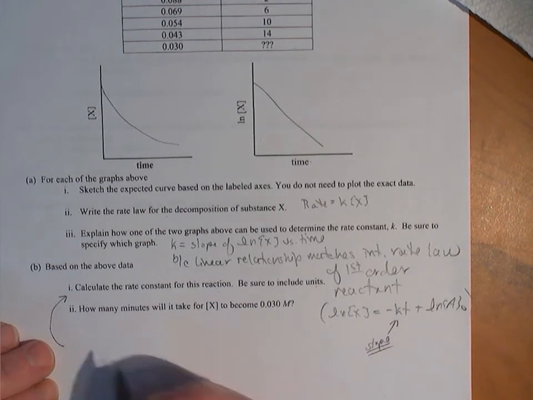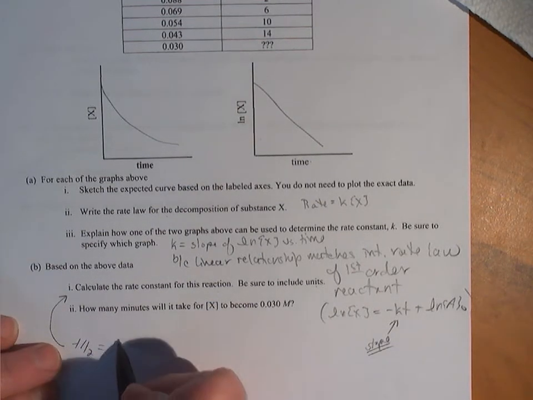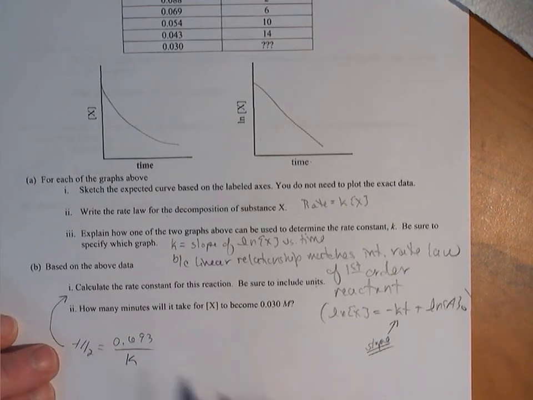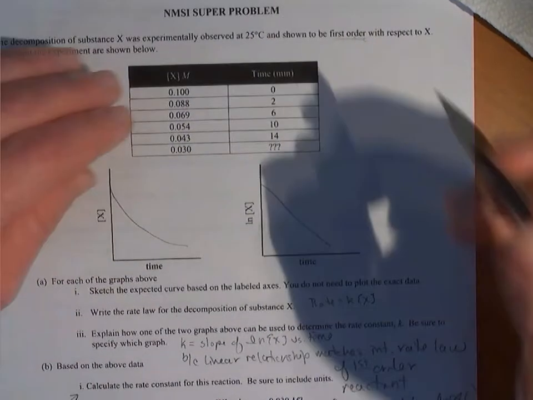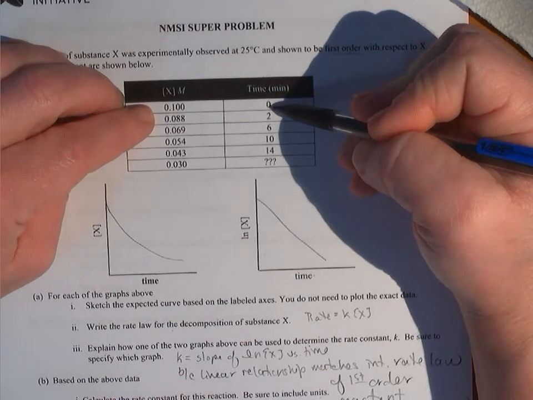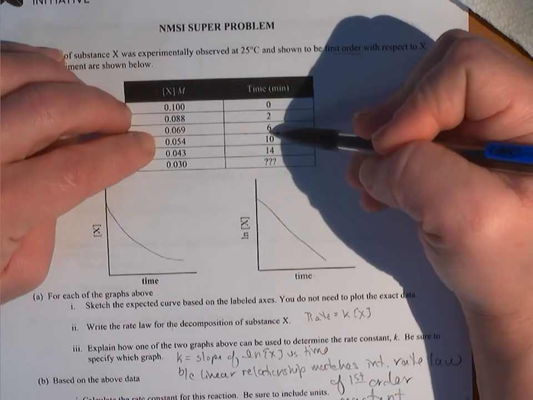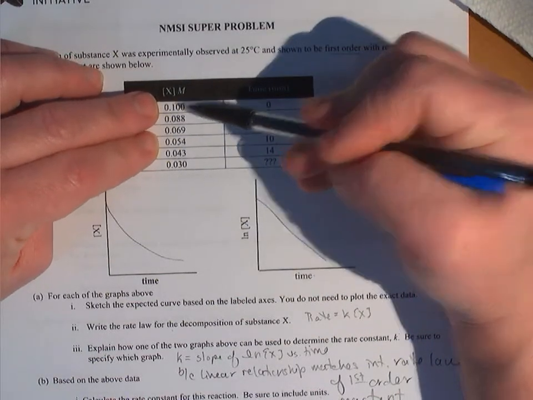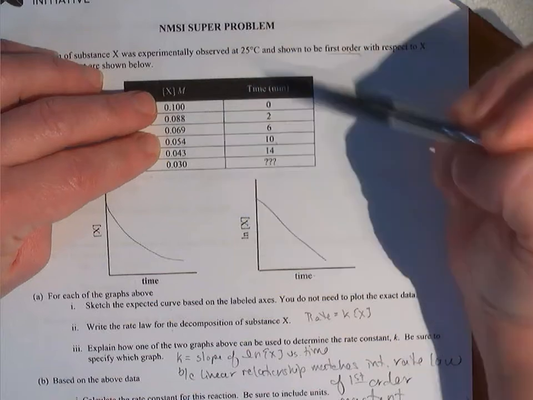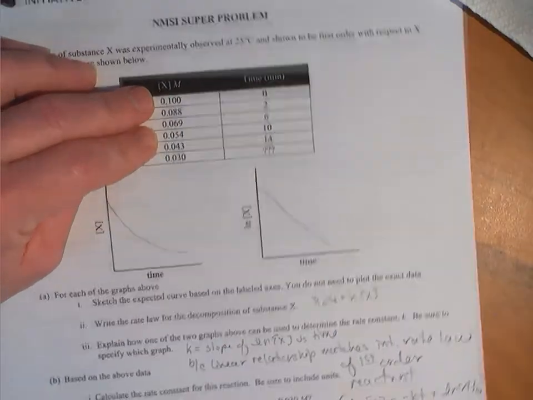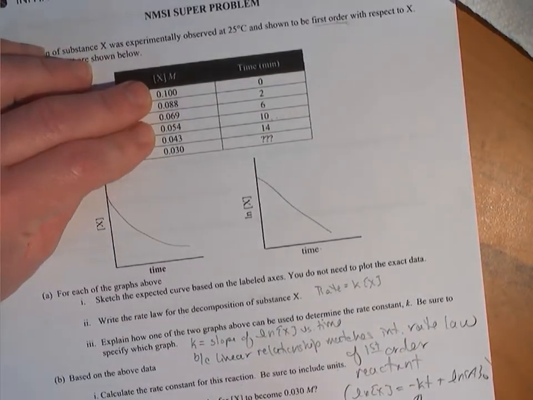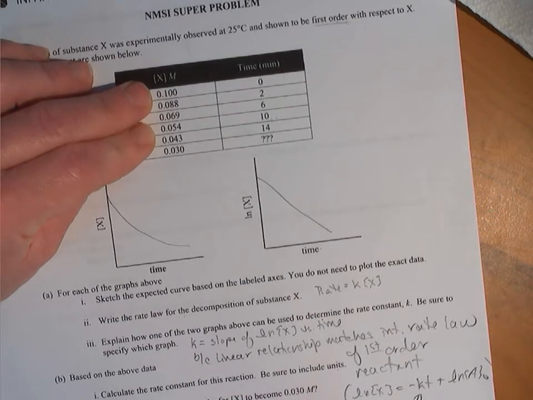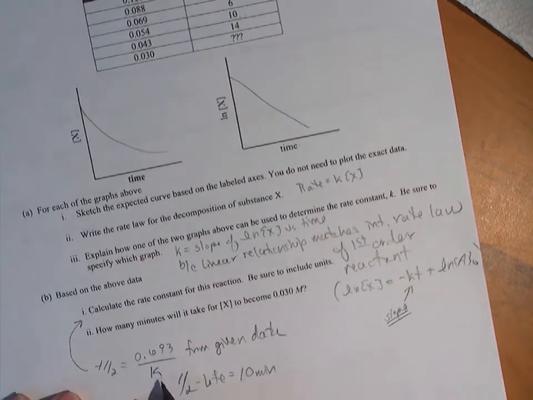Something else we could do is, we know for a first order reactant that half-life is constant. So from our given data, sometimes we can see if it would be 0.1 to start, how long it takes to get to 0.05. That's not bad. So we could say, from the given data, half-life is 10 minutes, and then solve the equation for k.